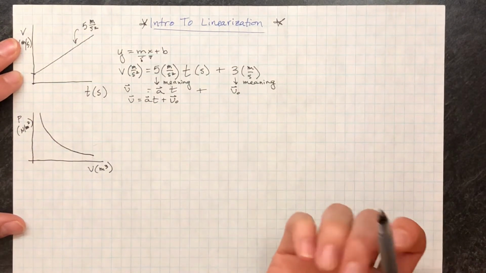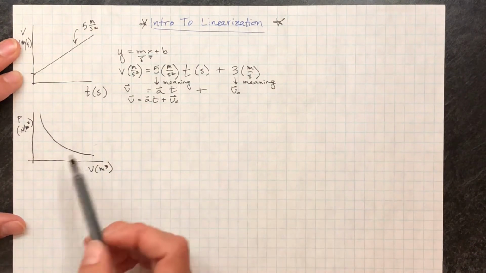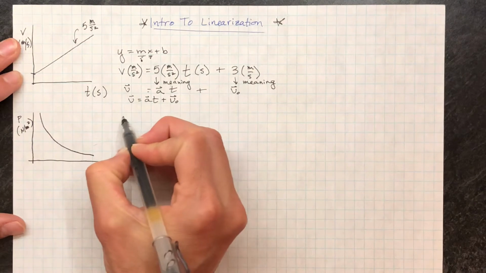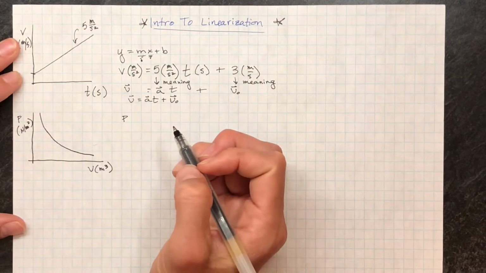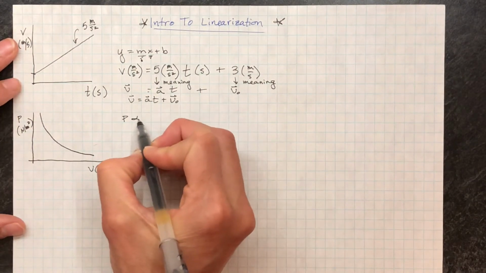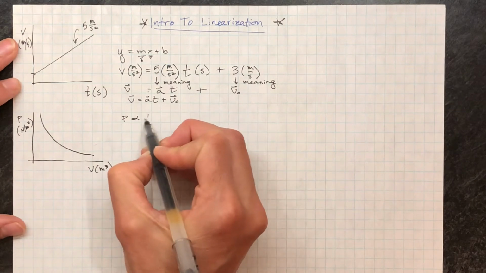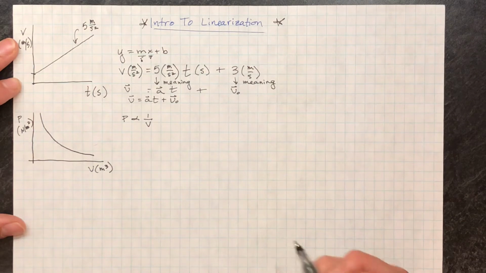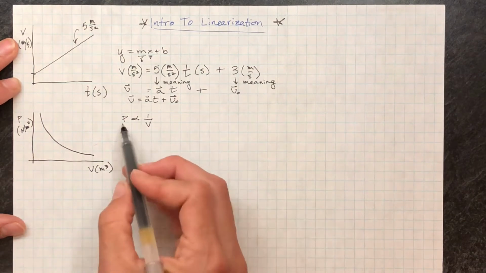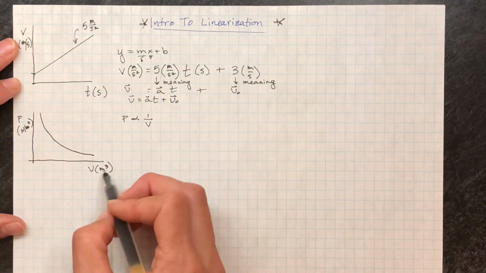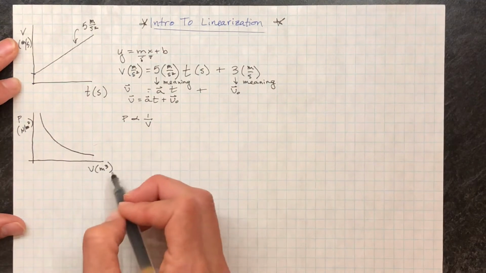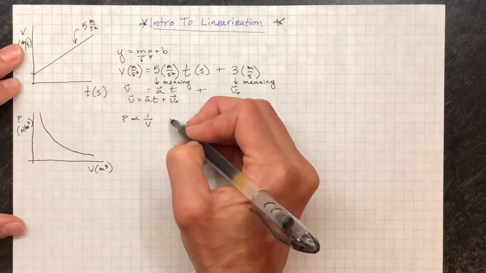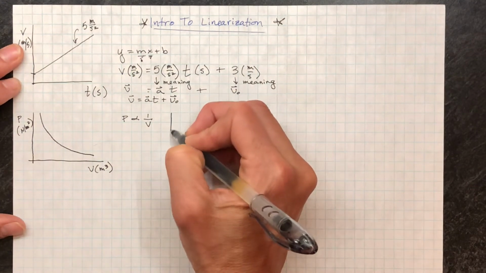So we can do something that's really slick. We see that this is an inverse relationship. So in an inverse relationship, we know that our pressure is going to be proportional to 1 over the volume. So we're going to graph pressure versus 1 over volume. We're going to take all of our volume data, and we're going to take the inverse of it, and we're going to make a new graph. So we make that new graph.